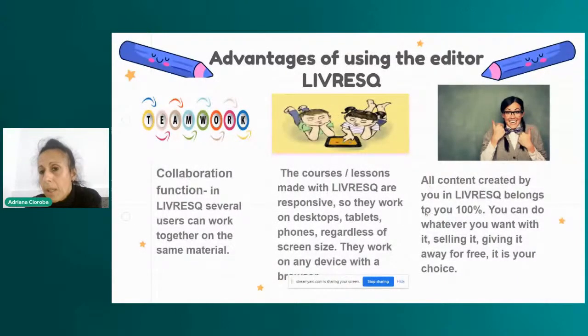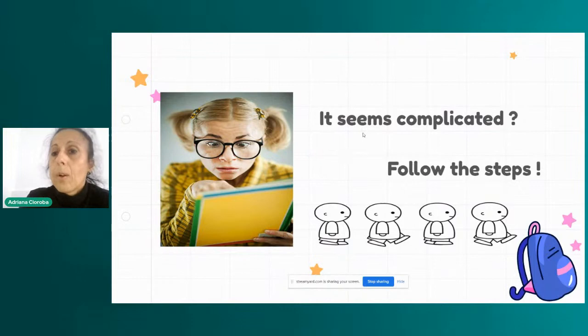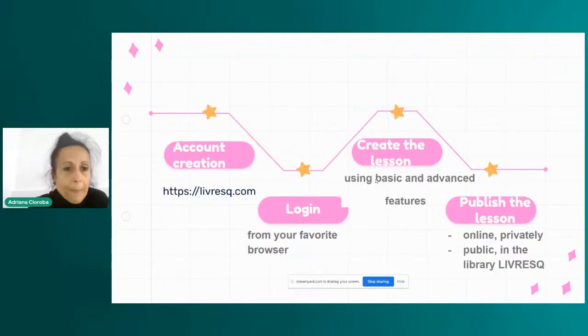All content created by you in LIVRESQ belongs to you 100%. You can do whatever you want with it, selling it, or giving it away for free. It is your choice. It seems complicated, but follow the steps. Account creation. Login from your favorite browser. Create the lesson using basic and advanced features. Publish the lessons online, privately, public, or in the library.